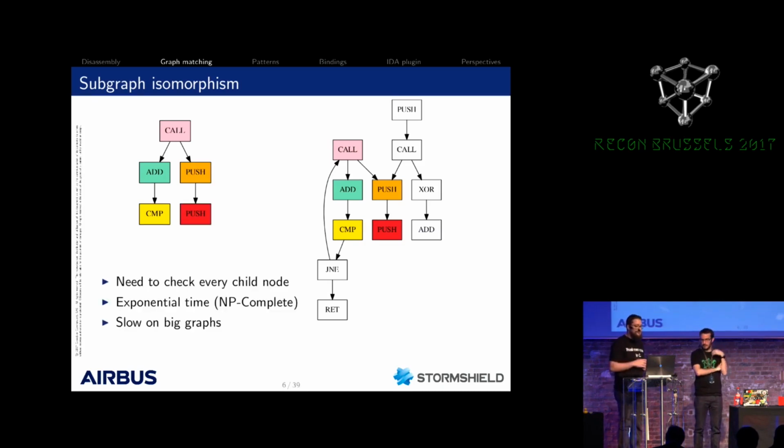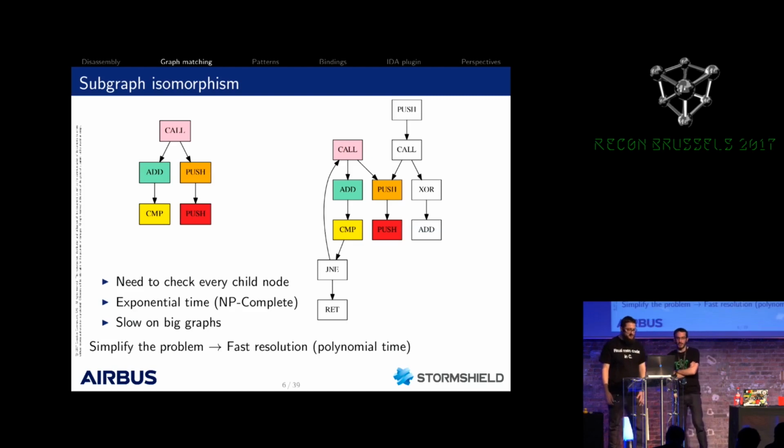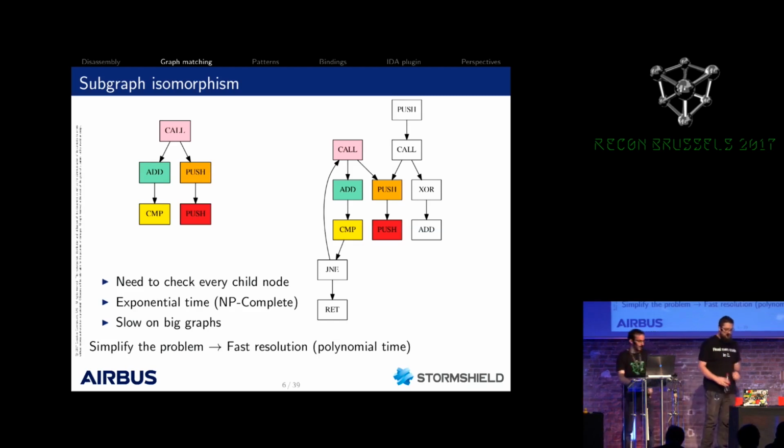It's pretty simple, but you need to check every child of the node. And it's pretty slow on big graphs. So since the usual solution is pretty slow on big graphs, we wanted to have a fast resolution, so we wanted to have different algorithms.